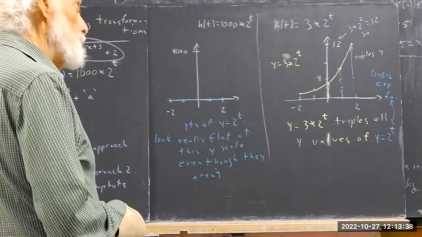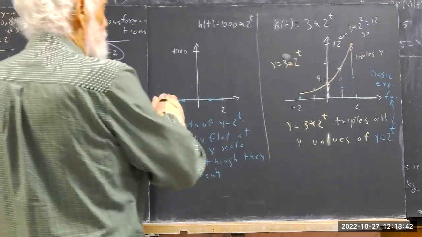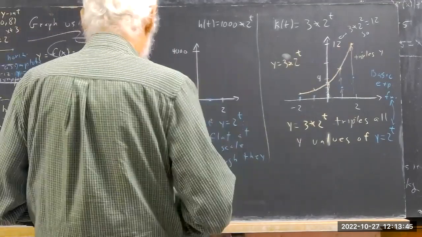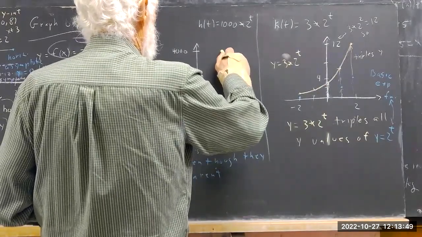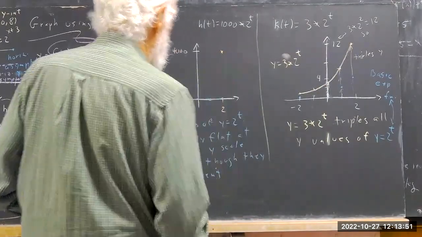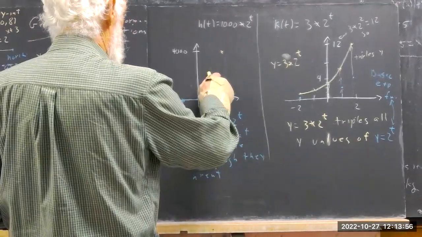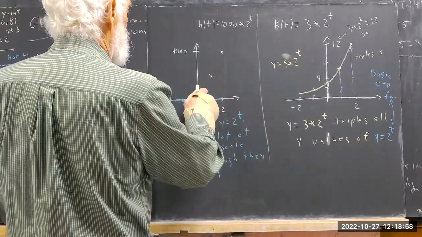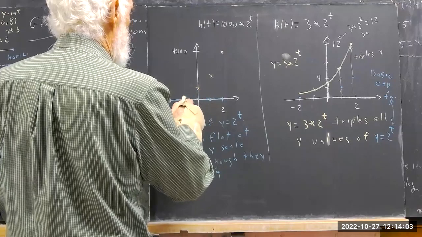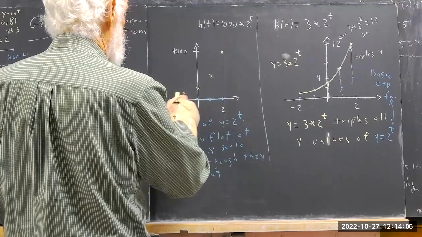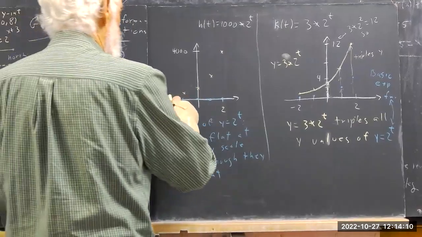So what do we do? Well, we say that 1,000 times 2 to the t is 4,000, and then we can draw points that correspond to a basic exponential function.